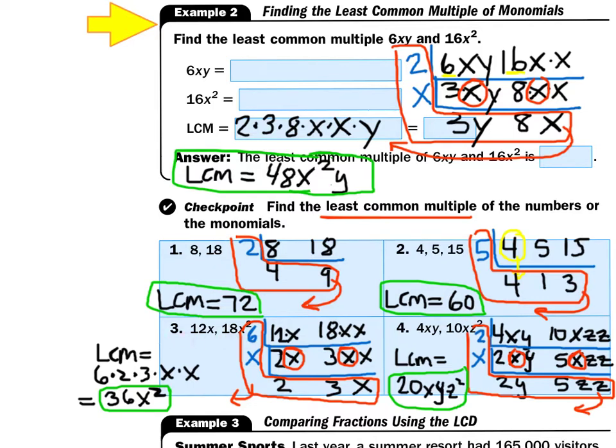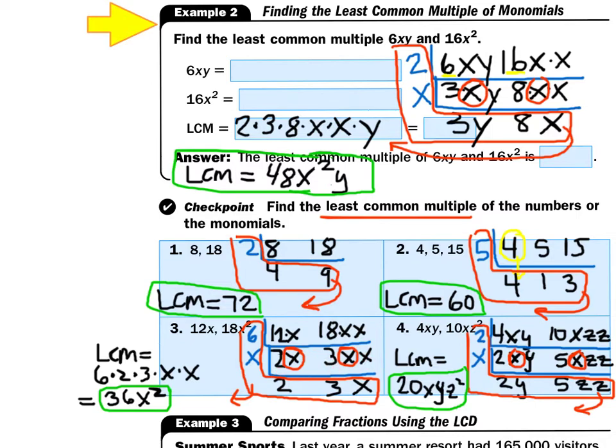Okay, take a look at number 3. I have 12x and then 18x times x. So with the 12 and the 18, I know 6 goes into both, so I put that on the outside and I divide. 12 divided by 6 leaves me 2. I bring down the x. 18 divided by 6 gave me 3, and I drop down the 2 x's.